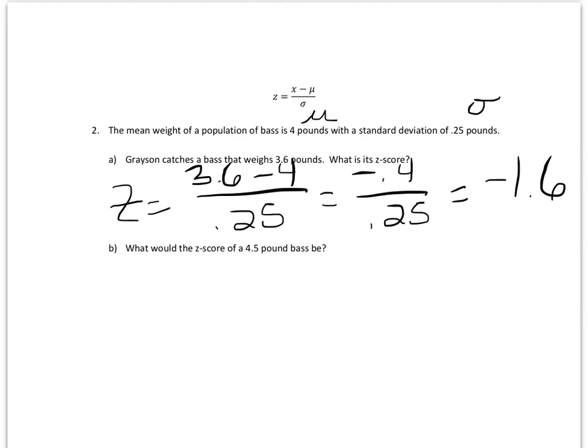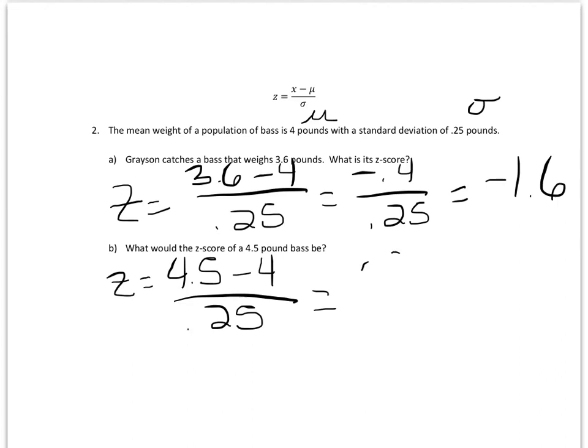So how about part B? It says, what would the z-score of a 4.5 pound bass be? So z equals 4.5 minus our mean, divided by our standard deviation. We get 0.5 at the top, divided by 0.25 is 2. So remember that this is above the mean. It's 2 standard deviations, so this bass is very large compared with other bass in this population.